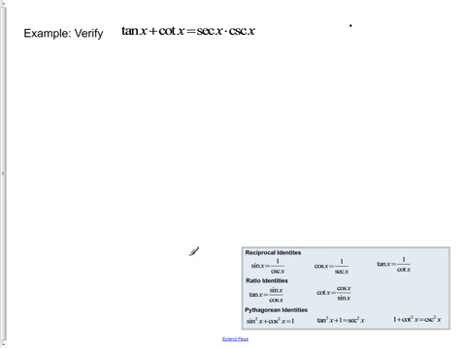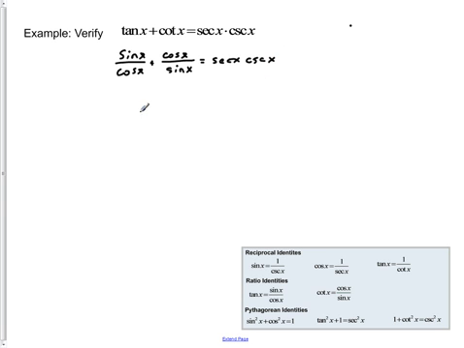And I will note that tangent of x can be rewritten in the form sine of x over cosine of x, while cotangent of x can be written as cosine of x divided by the sine of x. And we want to show how that would be equal to secant of x times cosecant of x.